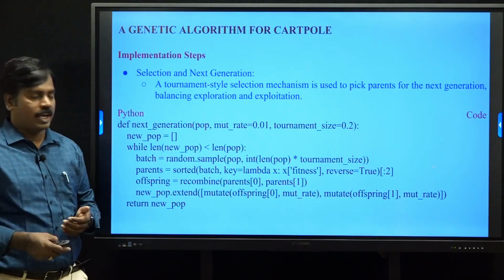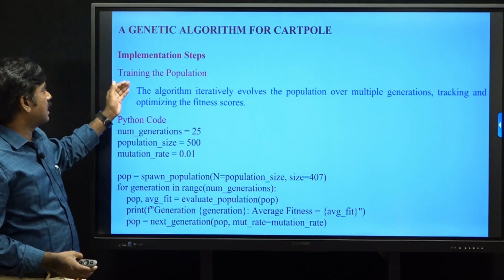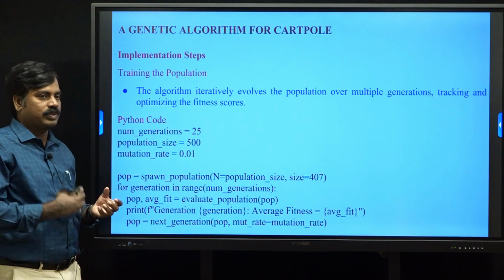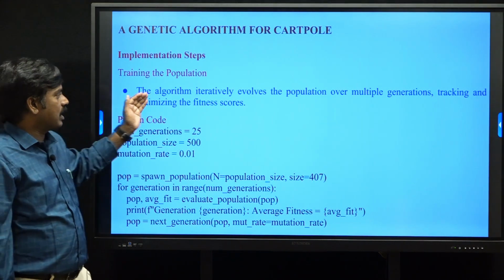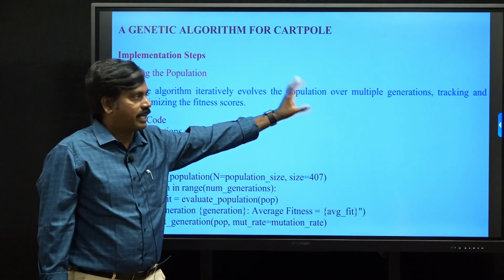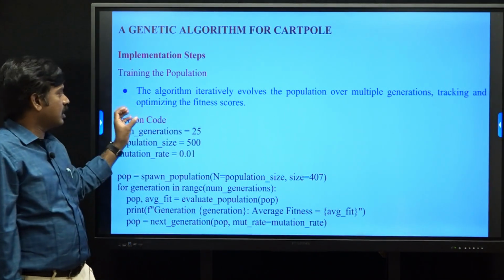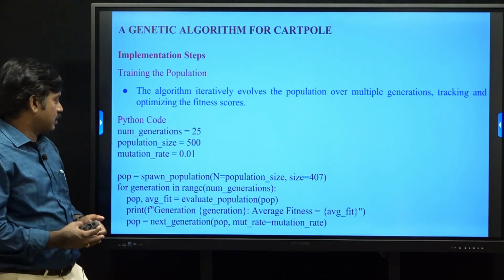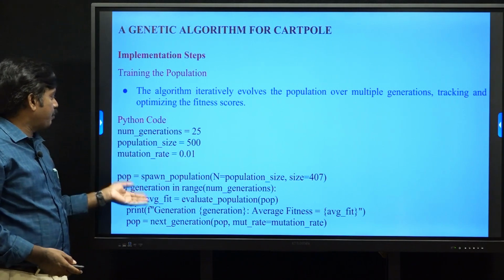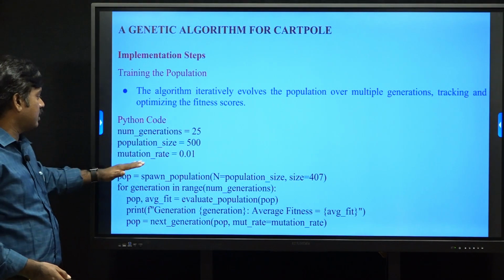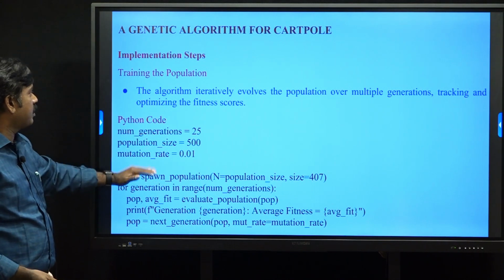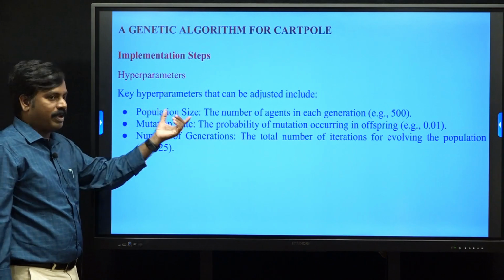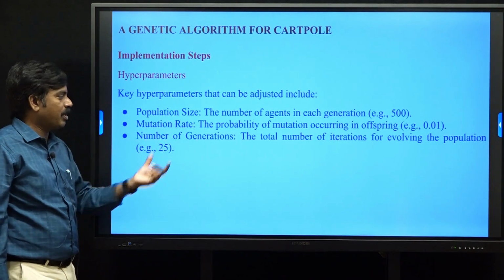balancing exploration and exploitation. The next step is training the population. We train the population iteratively over multiple generations, tracking progress on each generation and optimizing the fitness score to select the best performers. We use different numbers of generations, population sizes and mutation rates. These are the important parameters in training the population. They are called hyperparameters: population size, mutation rate and number of generations.